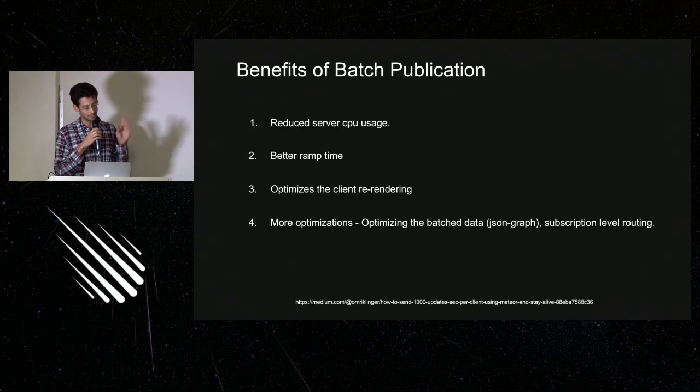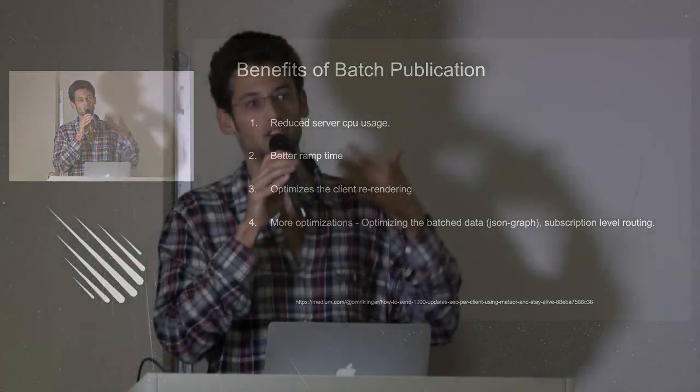And the last one, and the most important, it creates another layer of optimization for Meteor. You can optimize the batch data from JSON graph to subscription level routing, and it opens a window for the community to create new kinds of solutions. Especially now that we are thinking about GraphQL or other solutions, this can be very useful. In the app I'm developing, when we needed really fast updating, in the number of 10,000 a sec, we use Redis in the backend, and this solution can support it also.